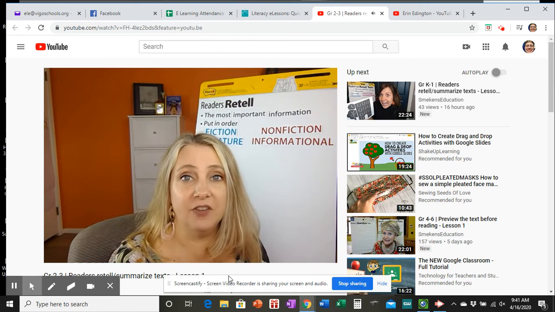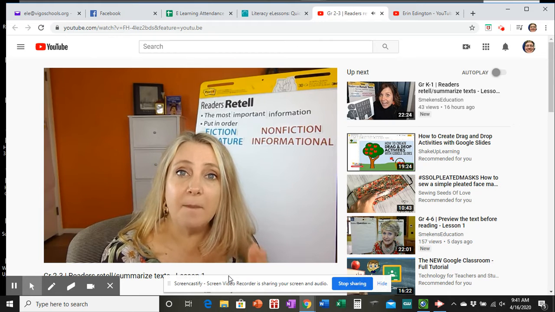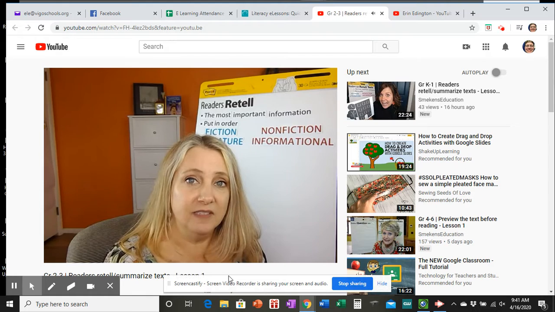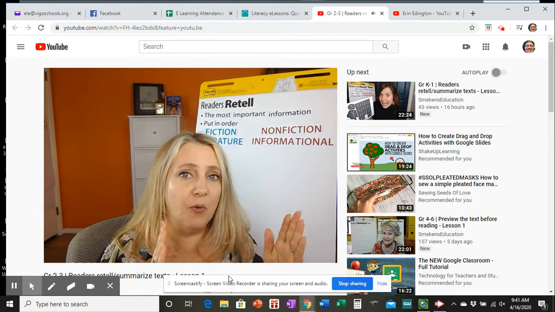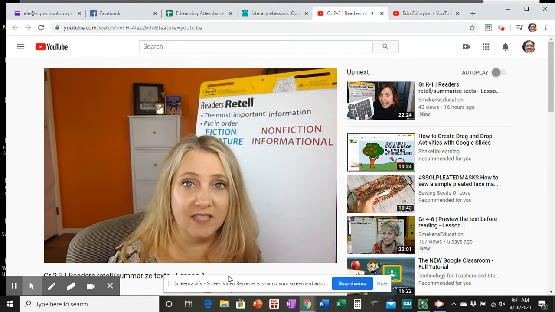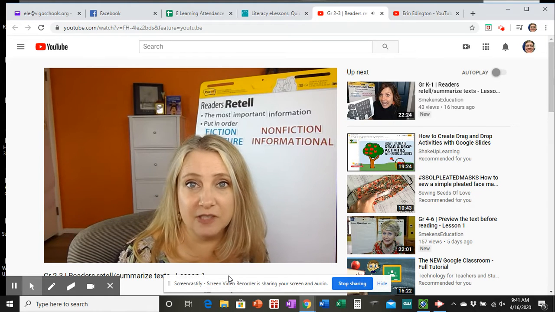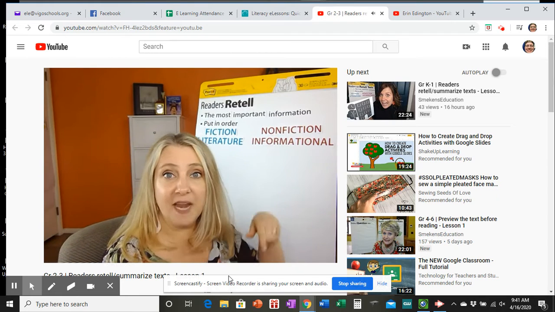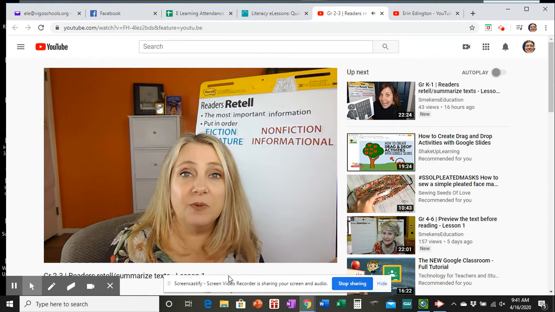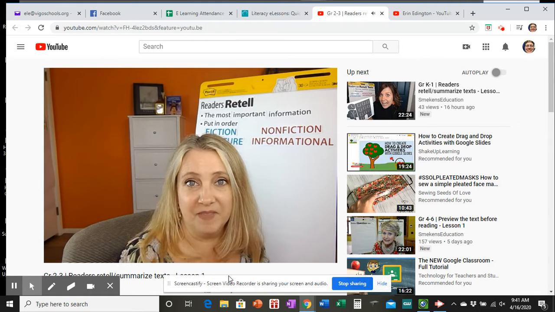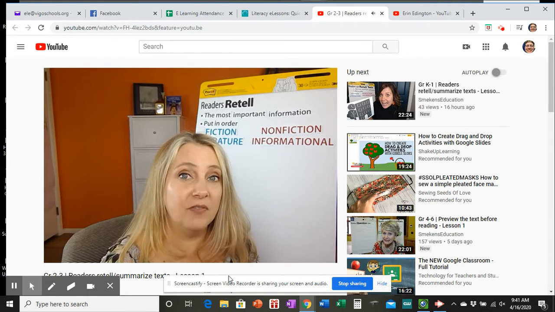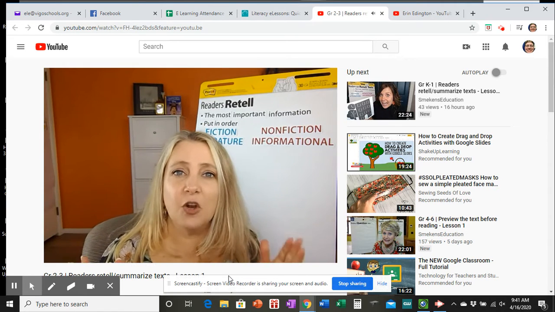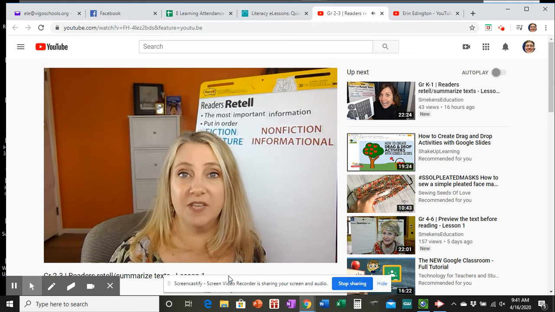There are a couple of things that you need to remember when you're thinking about this type of skill, retelling. When you retell, you have to think through all of the details in the text, and you have to make a couple of decisions. First, you have to decide what's the most important information. What do we even want to include in our retelling? The second thing you're going to think about is putting them in order. What is the correct order for this type of text?